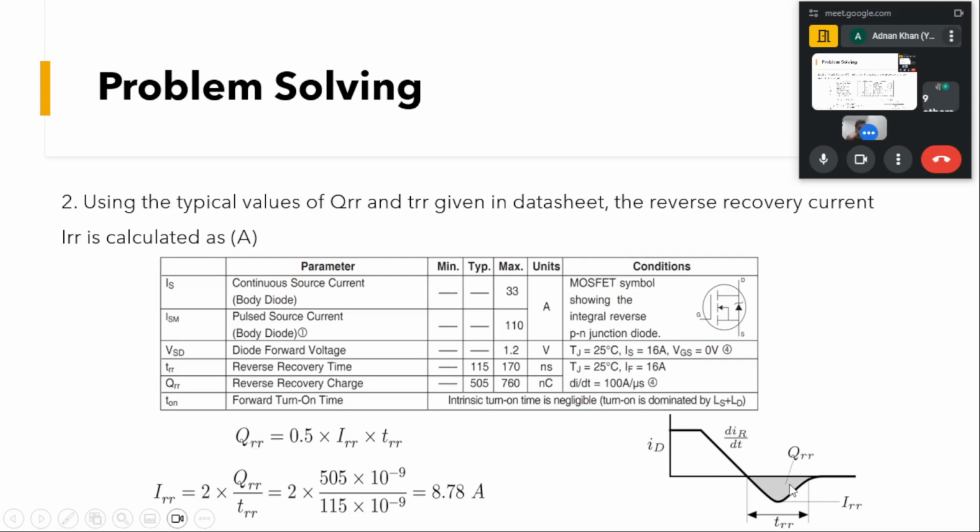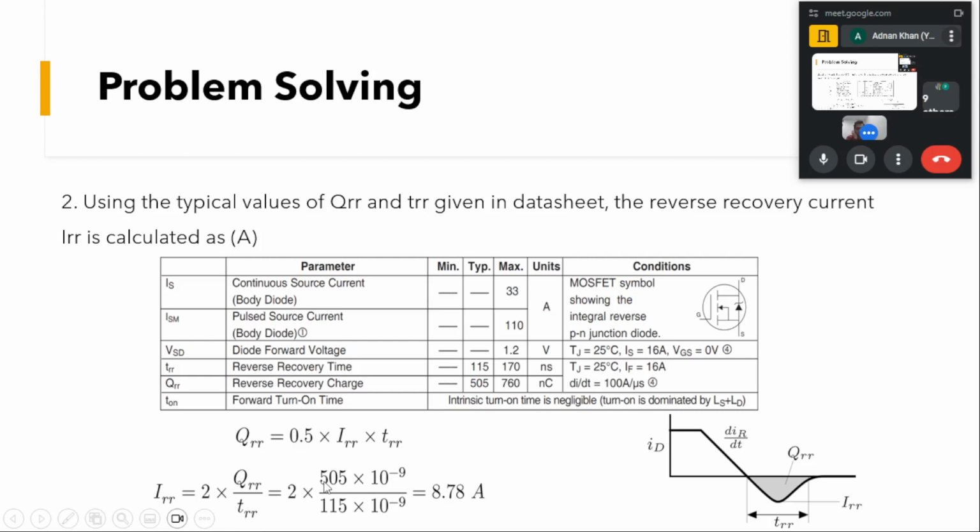Here QRR is the total area under this curve, because the integral of i dt equals Q. So the area under this i versus t curve gives us Q, and QRR will be 0.5 times the base, which is TRR, times the amplitude, IRR. The parameters we know are QRR and TRR, so if these are known we can calculate IRR. Are you getting this? IRR will be equal to twice QRR by TRR.